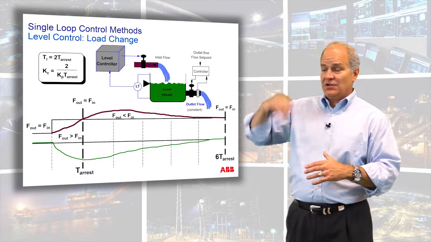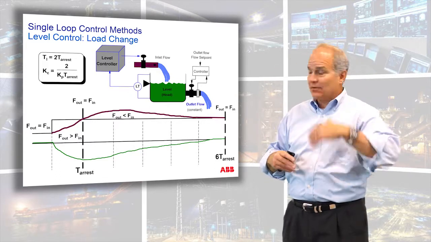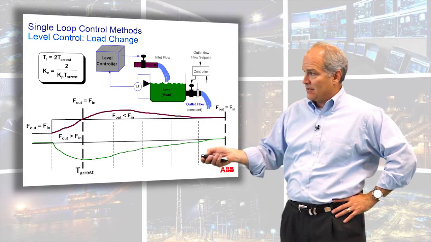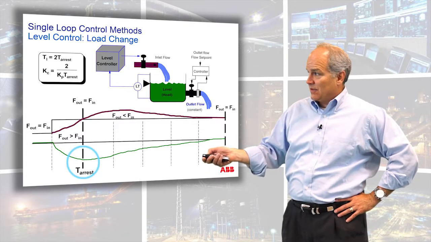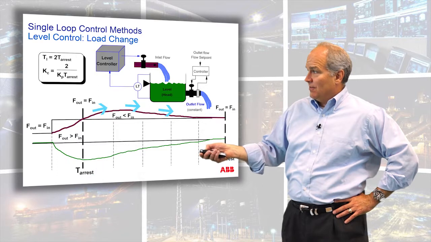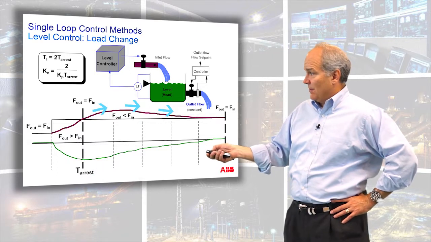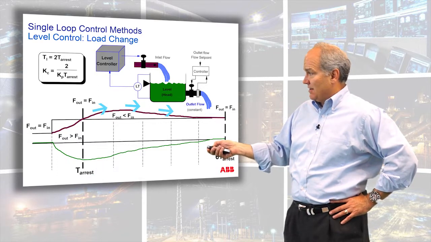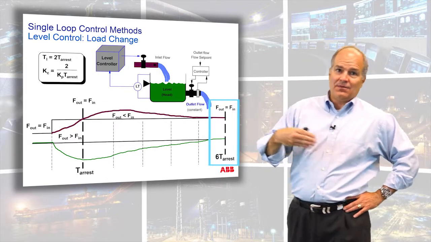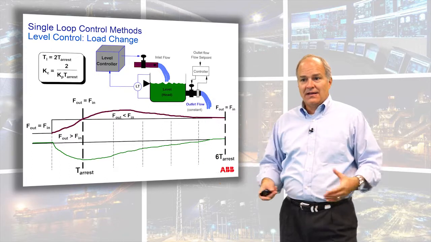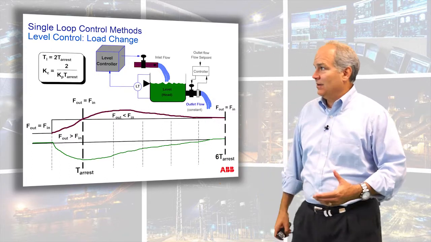Whether you have a load change, either up or down, you can see how long it takes for the level to stop getting any worse. That's when these are balanced. And then it goes above the outlet flow for roughly 5 more arrest rates until it gets back. So this is the fastest way to get back to the set point without causing an oscillation. And that's the method that we like to use for tuning.